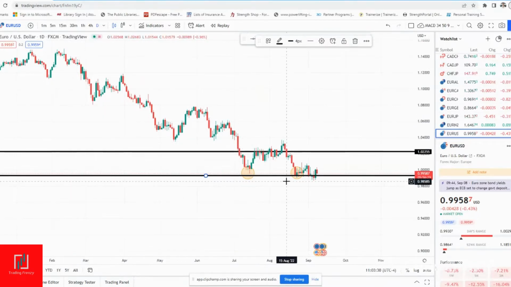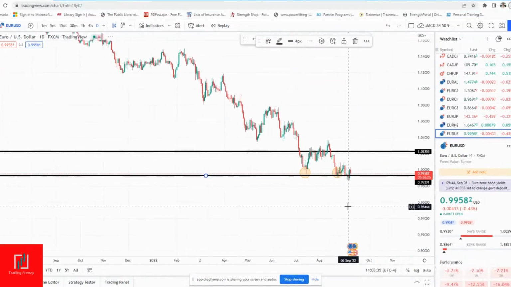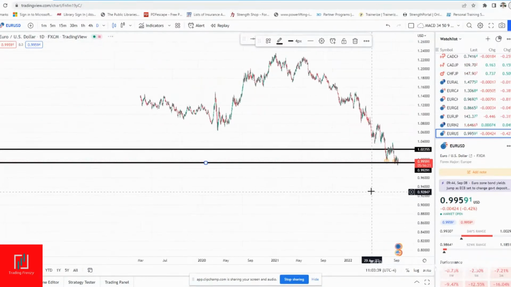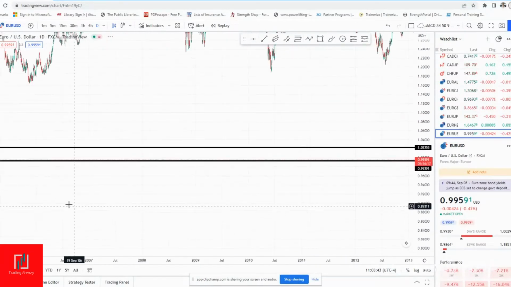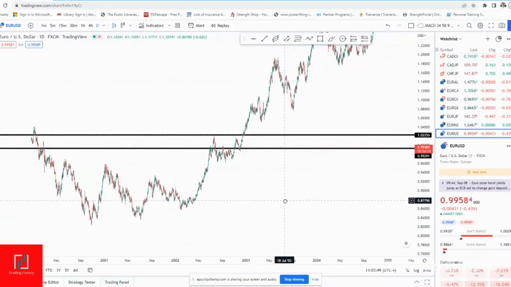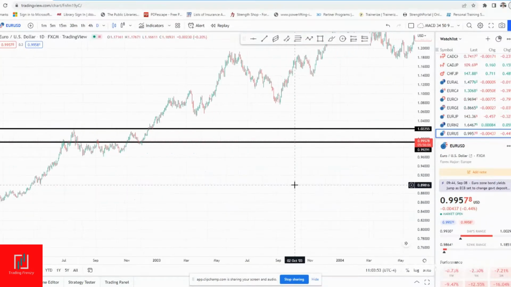But in this case, this is 2022, and we actually have to go back 20 years to 2002 before we can find other support and resistance levels. Okay, so look, 2002. So that's where we have to go to find the support and resistance levels.